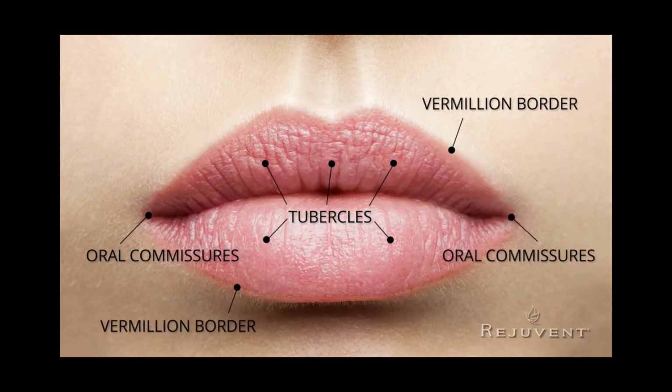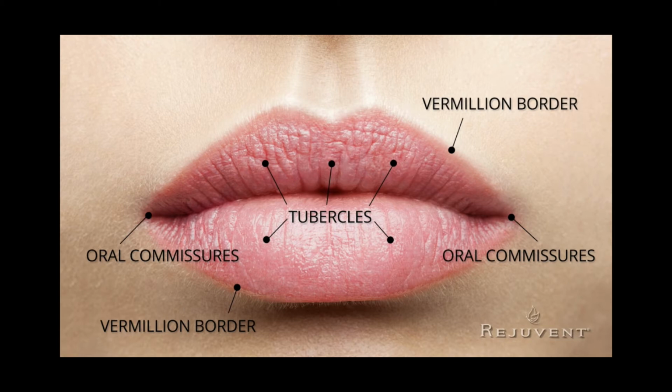When evaluating lip anatomy, we have to consider what the normal anatomy is. Normally, we have 3 tubercles on the upper lip. I like to call them the pillows of the lip, and I explain to my patients that that's where we're going to be concentrating more of the filler. What we want to do is increase the fullness of the tubercles.